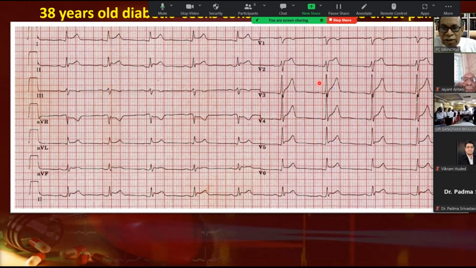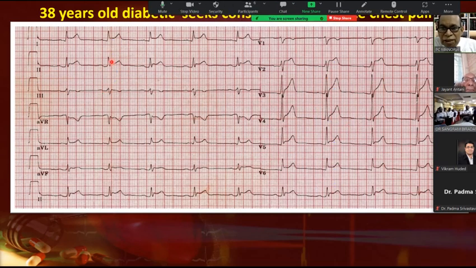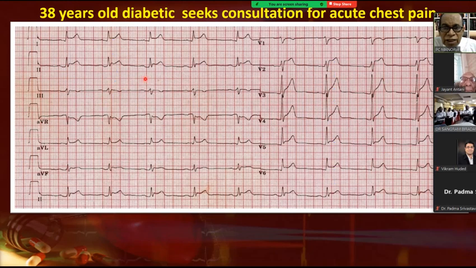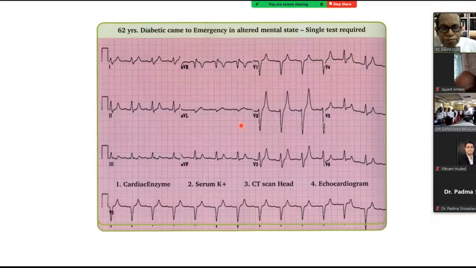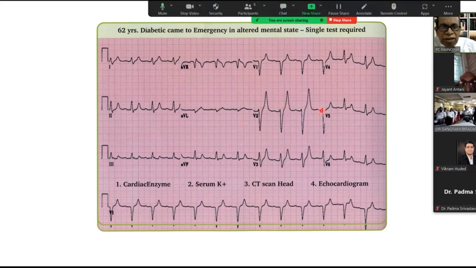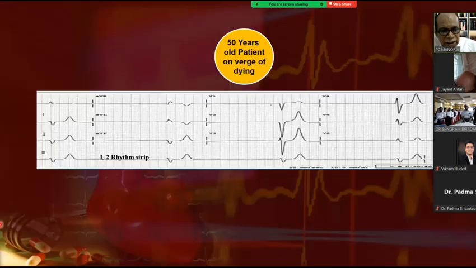And secondly, you can see the PR segment with the green arrow is depressed, and in aVR it is elevated, which again is an important sign of pericarditis. So this should be differentiated from pericarditis. This is of course hyperkalemia. A diabetic patient with CKD came in with an altered mental state because of CKD, and hyperkalemia is the diagnosis.